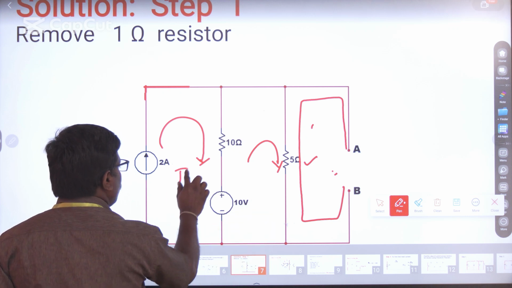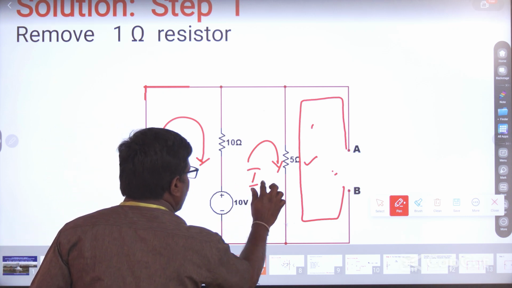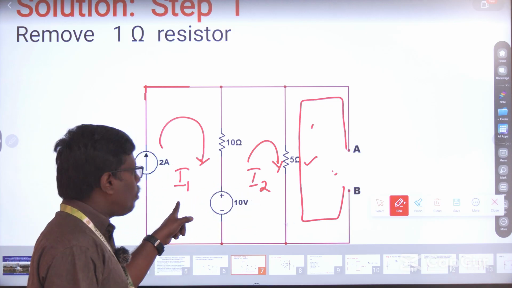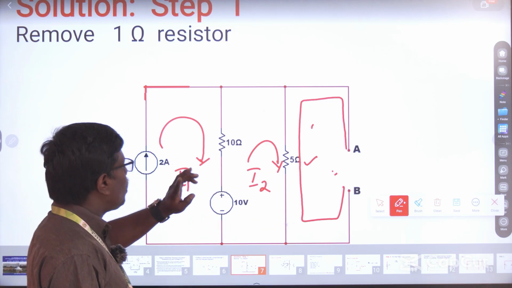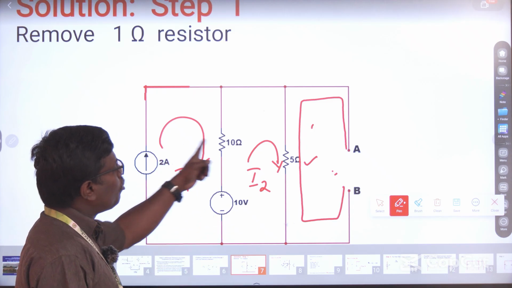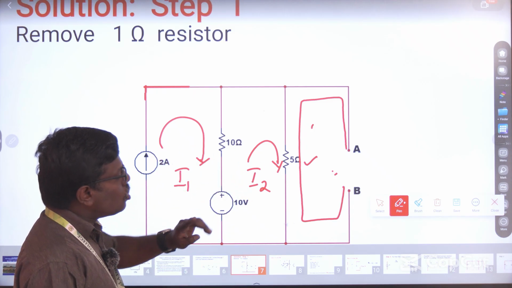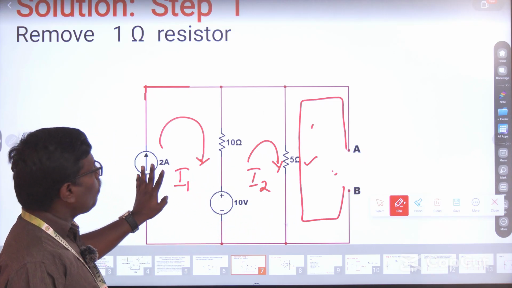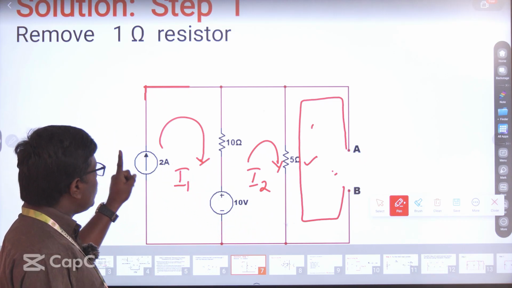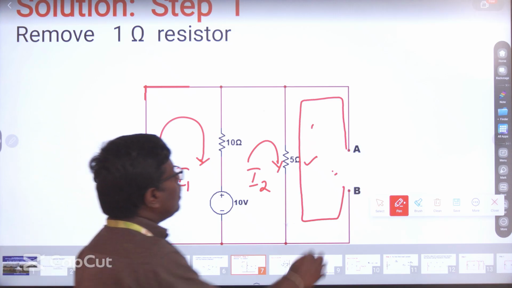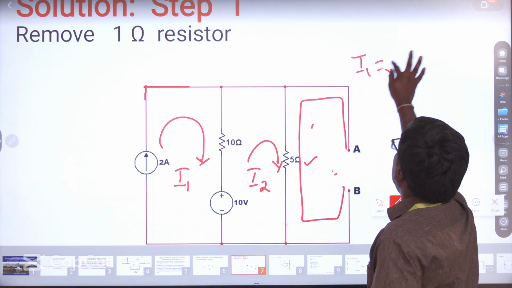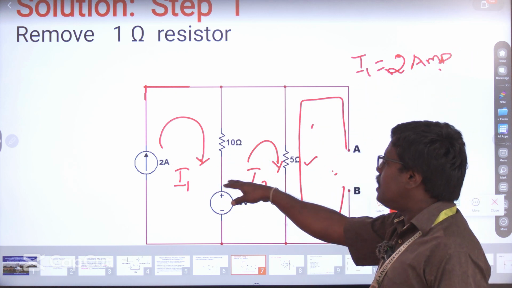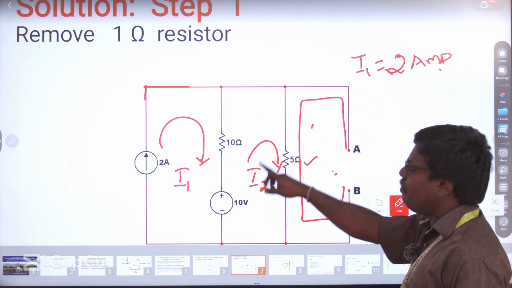The first loop current I am going to name as I1, the second one as I2. If I want to find out I2, I have to determine I1, because any number of sources will have an effect on each other. So I have to find out I1 and I2. It's a very simple circuit. In the first loop, there is a current source given, so I1 is equal to 2 amps. We need not find out the loop at all because it's a very easy task. But in the second one, we can find it.